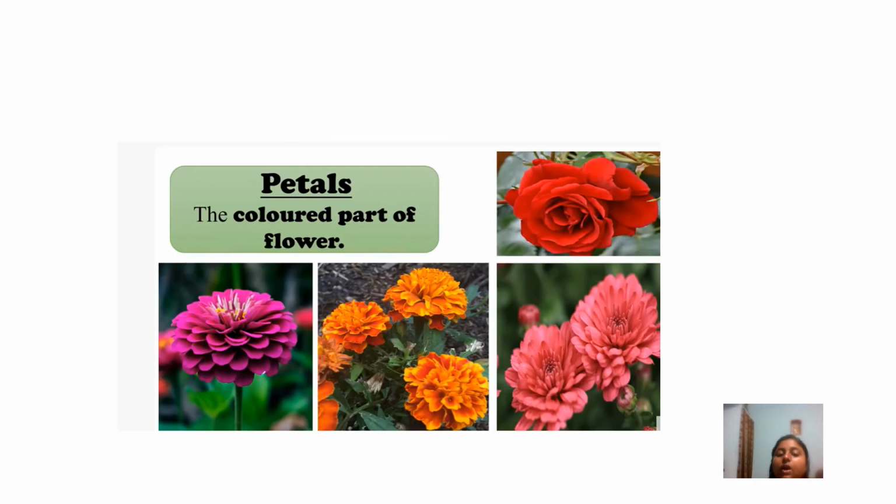Now see here, the first one is petal. What is petal? Petal is the colored part of the flower. In Hindi we can say फूल की पंखुड़ियां.